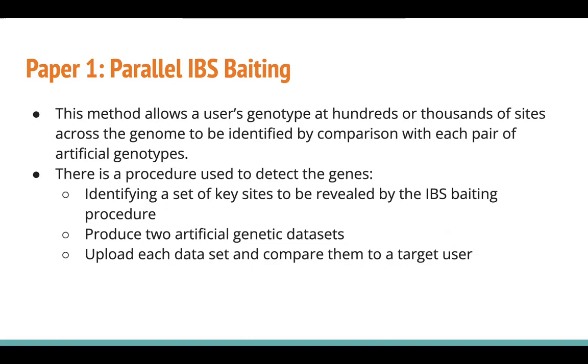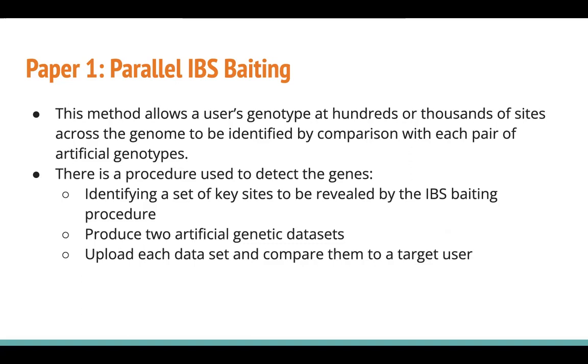Okay, so the second step is to produce two artificial genetic data sets. In each, every non-key site is heterozygous. In one, each key site is homozygous for the major allele, and in the other, each key site is homozygous for the minor allele.